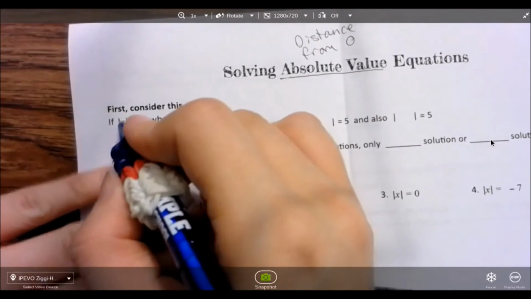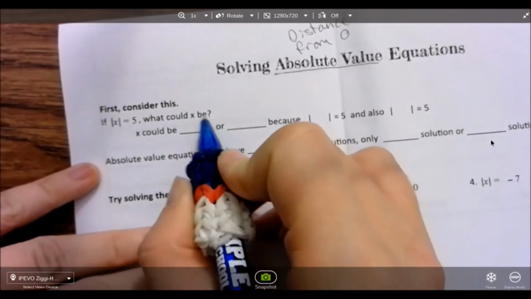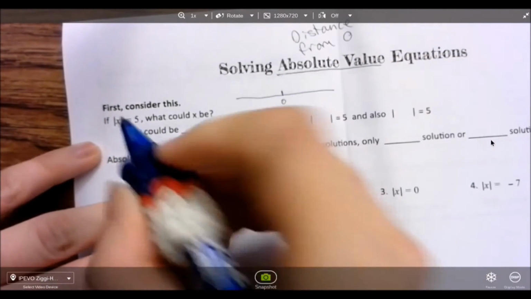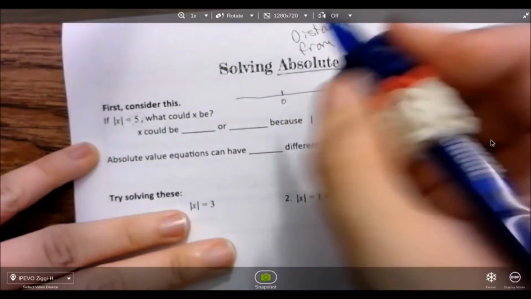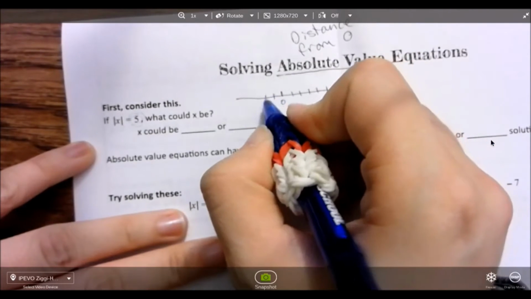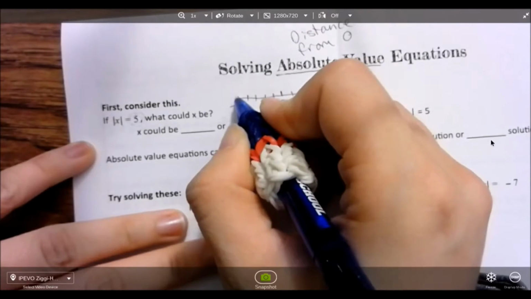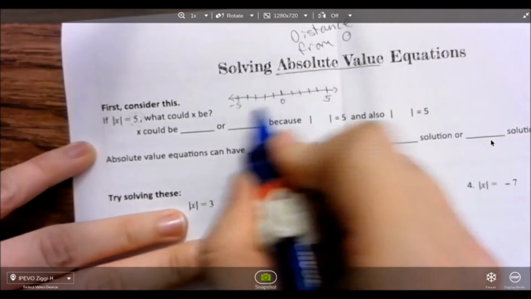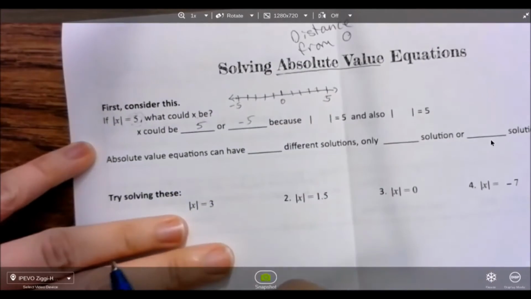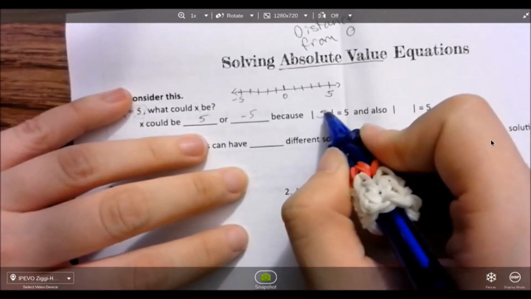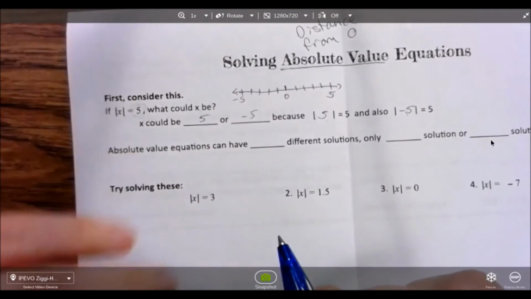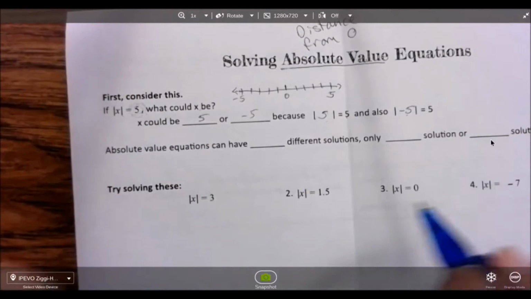So for example, if I said the absolute value of x equals 5, well, what are some things x could be? If I think about my number line, here's 0. And I want numbers that are 5 spaces away from 0. So 1, 2, 3, 4, 5. And 1, 2, 3, 4, 5. Okay. So 5 and negative 5 are both 5 spaces away from 0. So x could be 5 or negative 5. Because if you take the absolute value of 5, that's of course still 5. And also the absolute value of negative 5 is still 5. Okay, so just kind of a brief review from middle school.